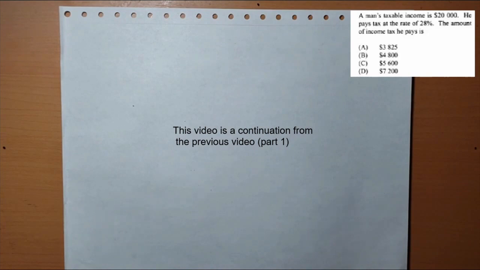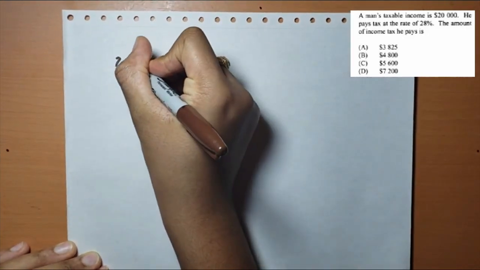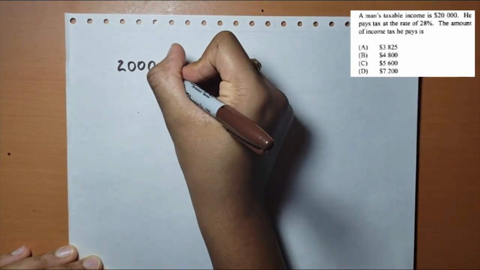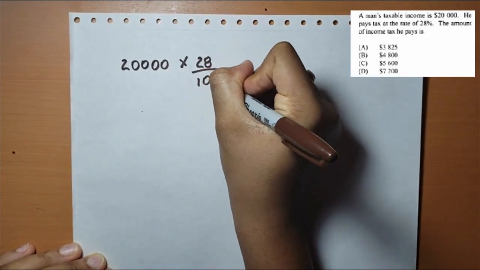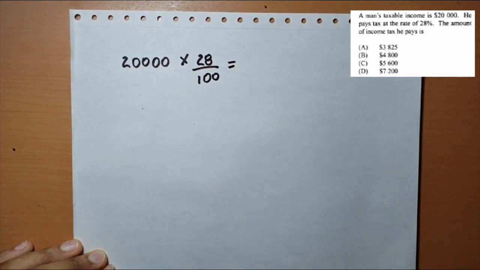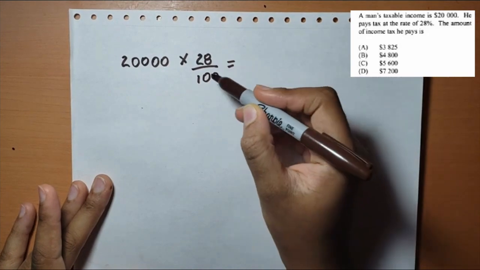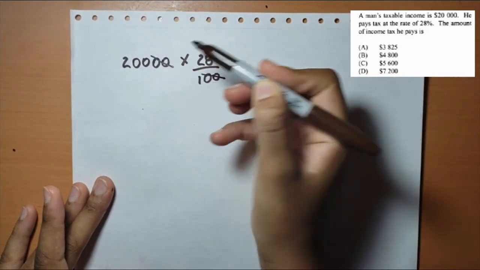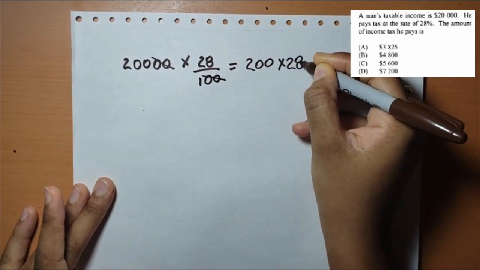Okay, so number 13. A man's taxable income is 20,000. He pays tax at the rate of 28%. The amount of income tax he pays is, so you're going to have 20,000 multiplied by 28%. It is asking for the amount of tax he pays. We're not allowed calculators in the exam, so you're going to cross off 100. So what we need to find is 200 times 28.